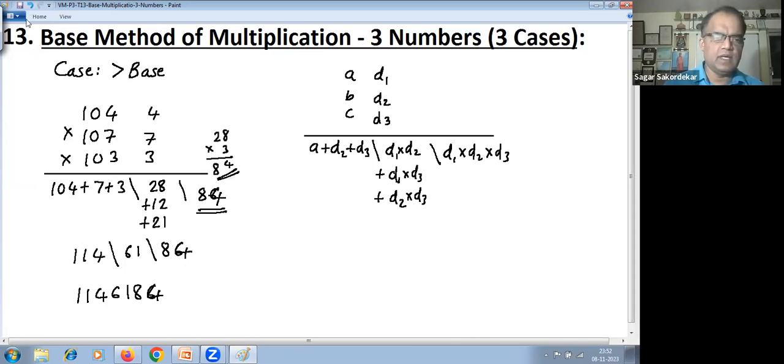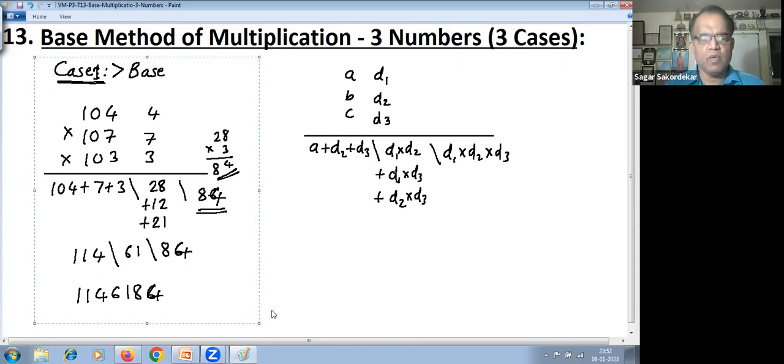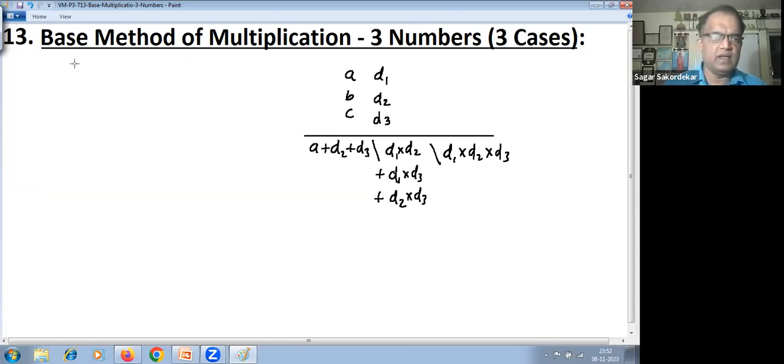So this was case 1. I just wrote that case. Now we'll go for case 2. Case 1 was all three numbers which you are multiplying being above base. Now we'll take case 2. Case 2 is less than base, meaning all three numbers are less than base.